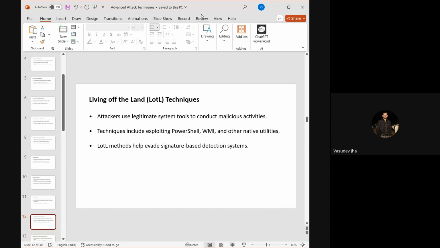Then we have living off the land (LOTL) techniques. In these, attackers use legitimate system tools to control malicious activity. These techniques involve exploiting PowerShell or WMI and other native utilities. Basically, in this condition, attackers are compromising the legitimate tools which are present in the system. These methods help evade signature-based detection systems.